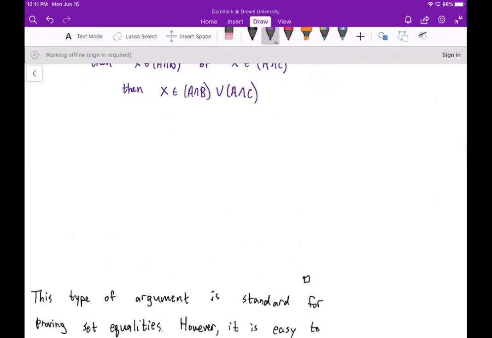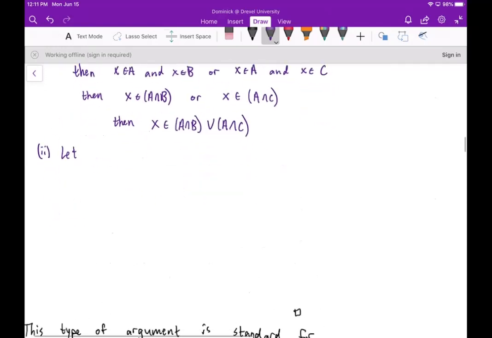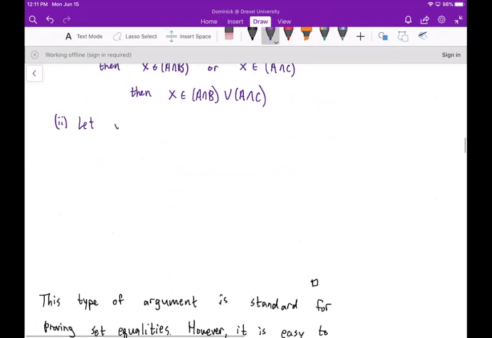Okay. So now we need to show part two. And of course, the argument's essentially going to go the same way that we did before, just now in reverse. Right? So now we're going to let x be an element of A intersect B union A intersect C. And now the goal is to show that x is also in A intersect B union C.